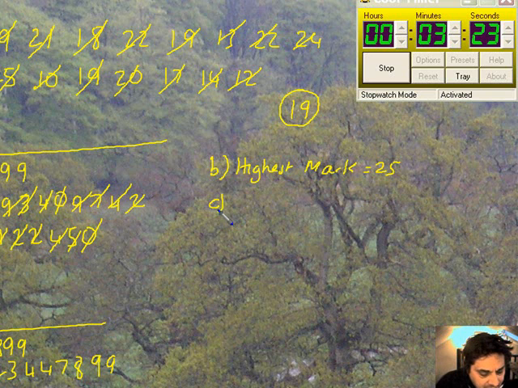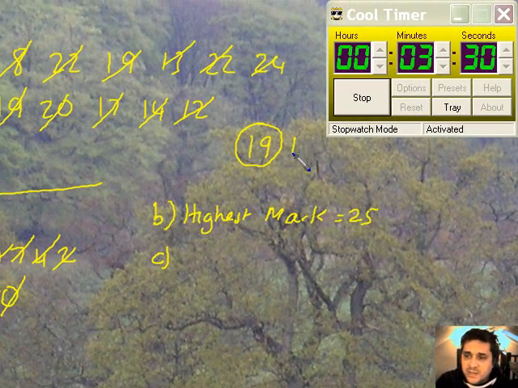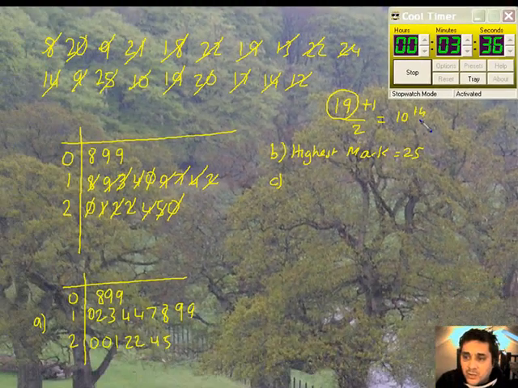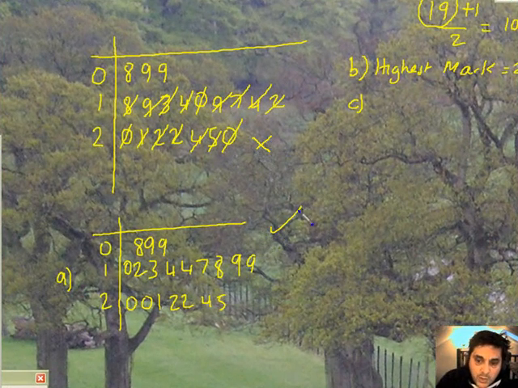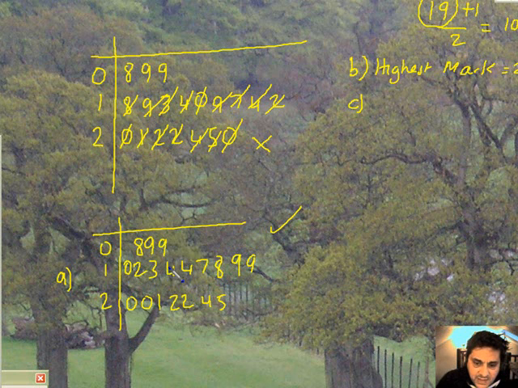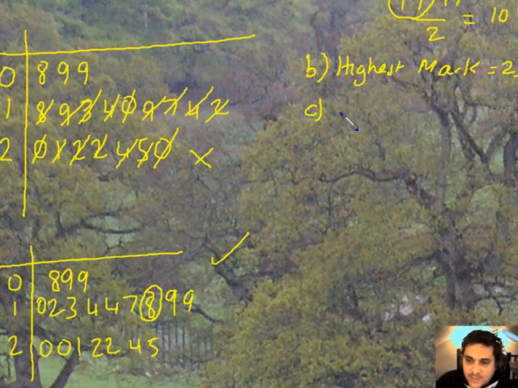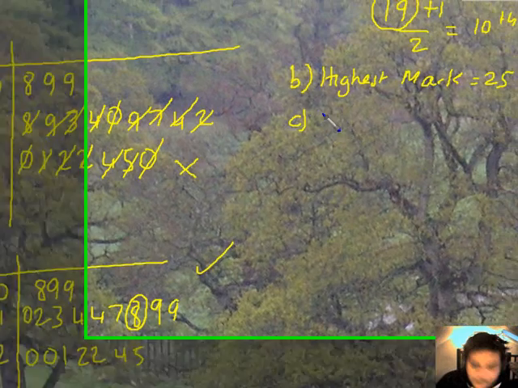C. Write down the median of the marks in the test. Now the median's the middle one. If I've got 19 items, so 19 plus 1 divided by 2, I'm looking for the 10th number along. So here we go, in order this time, not that one, no, we want that one. 10th number: 1, 2, 3, 4, 5, 6, 7, 8, 9, 10. There it is. That is the middle number, 18. So the median is 18.